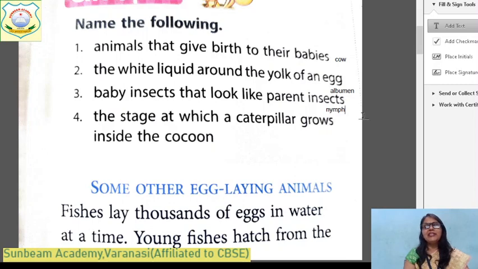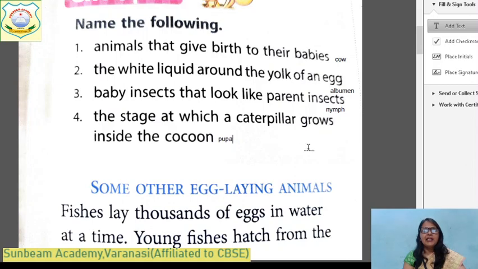Nymph. You have seen the larva of the cockroach looks just like a cockroach? Yes. Come to the fourth one. The stage at which a caterpillar grows inside the cocoon. The stage at which the caterpillar grows inside the cocoon, what did we call that stage? Pupa. What do we say? Pupa. Okay? Now, you all can do this?